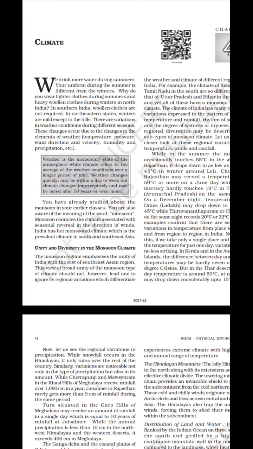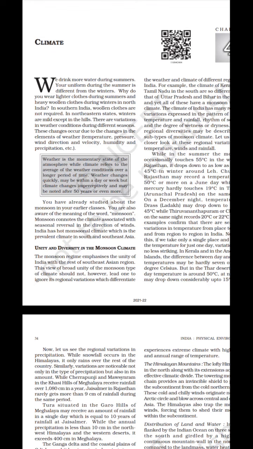The climate of India has many regional variations expressed in the pattern of winds, temperature, and rainfall, rhythm of seasons, and the degree of wetness or dryness. These regional diversities may be described as subtypes of monsoon climate. Let us take a closer look at these regional variations in temperature, winds, and rainfall.